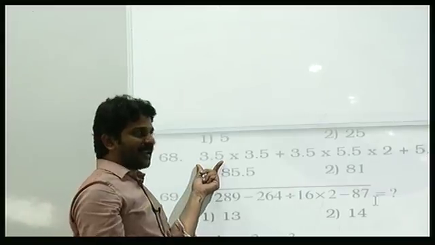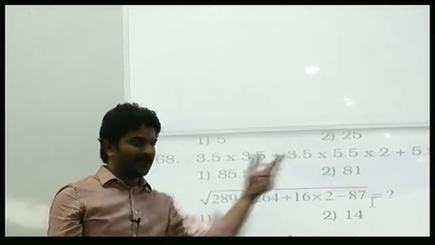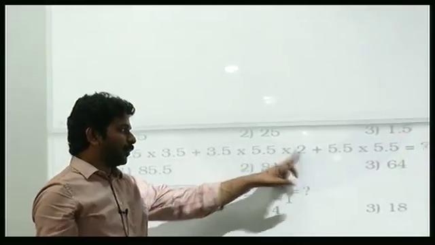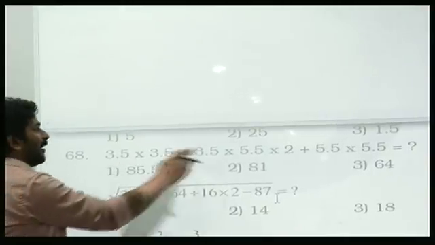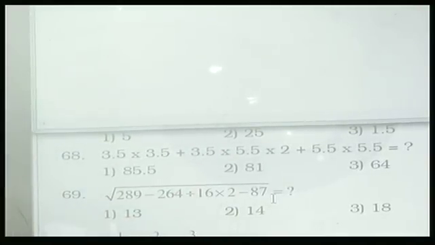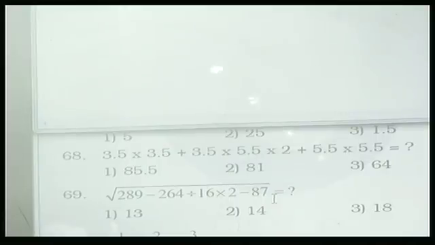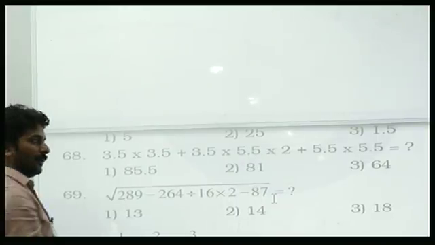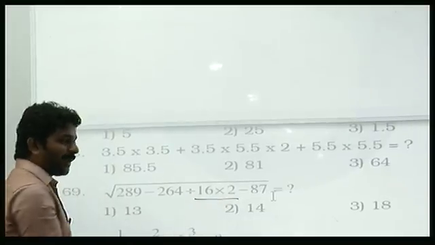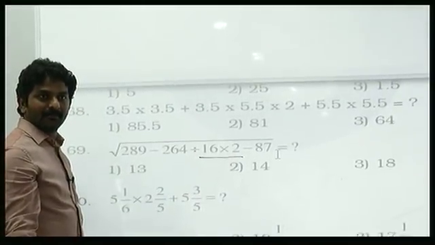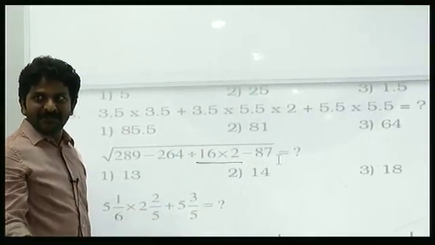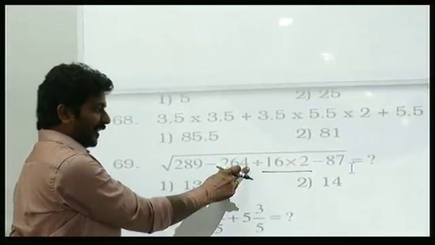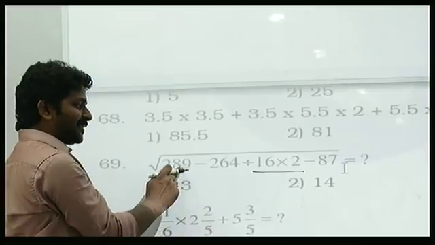Treat 3.5 as A and 5.5 as B. A square plus 2AB plus B square, which is A plus B whole square. 3.5 plus 5.5, 9. 9 square, 81. So this is equal to, divided by 8. Divided by 16 into 2, in the sense 2 by 16, which is 1 by 8. In the sense you need to divide this number with 8. How much? 33 times. Subtract 33 from this number.